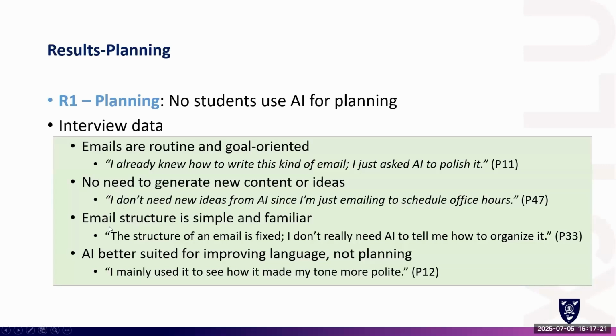And this also gives us some hints that email is a genre with a simpler structure compared with more demanding or complicated tasks, for example, argumentative writing. Because the email structure is quite simple, and students say the structure of an email is fixed, I don't really need AI to tell me how to organize it.